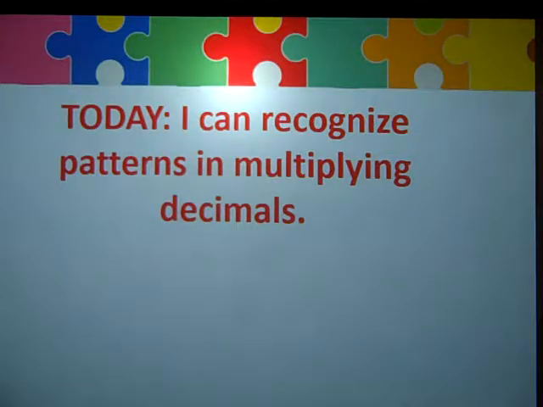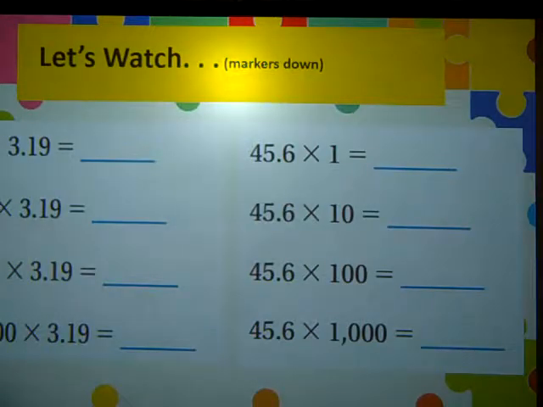Today we're going to review a lesson that we did back when we started multiplying whole numbers. We talked about patterns, but today we're going to add the patterns in multiplying decimals. So today I can recognize patterns in multiplying decimals, okay? Alright, so on page 23 of your journal, we did part of this lesson. Today we're going to add the decimal part. And so open your journal, page 23.